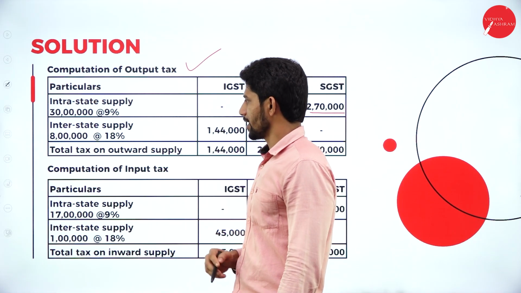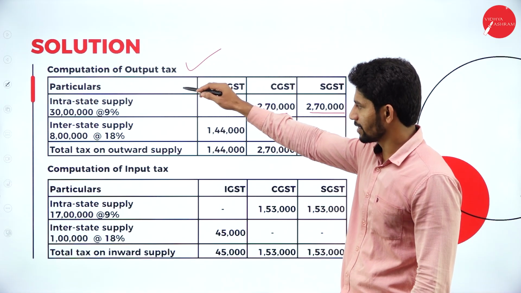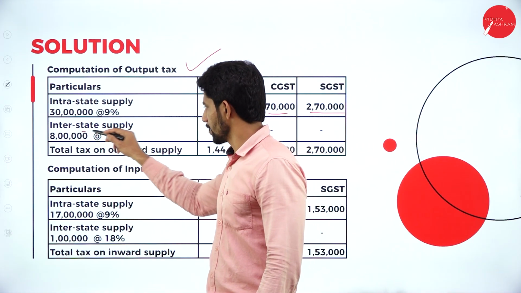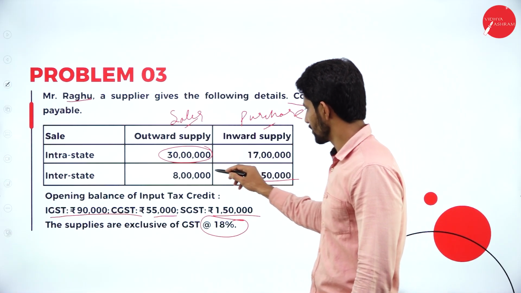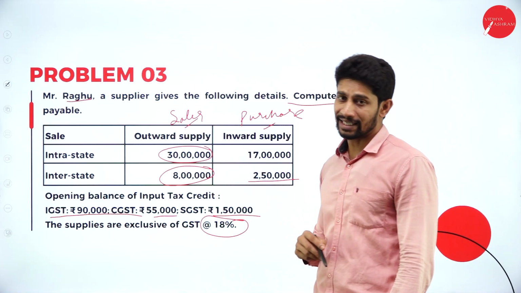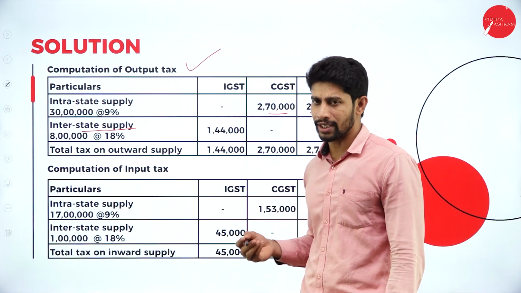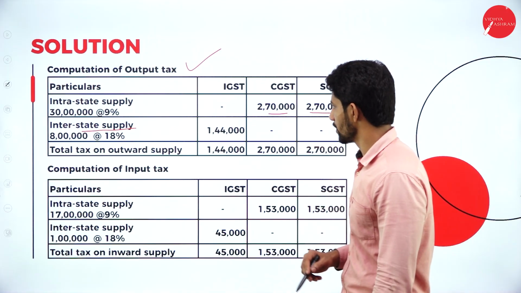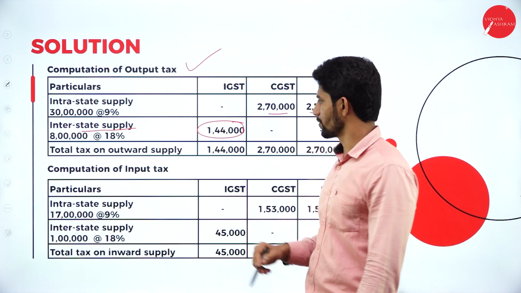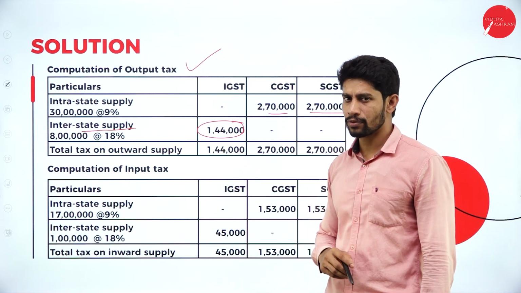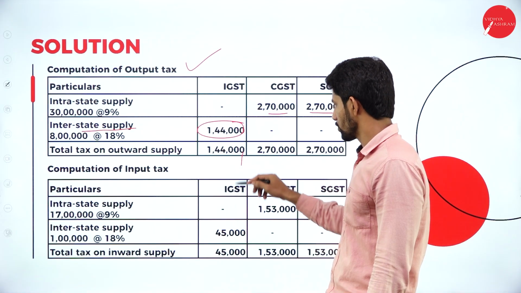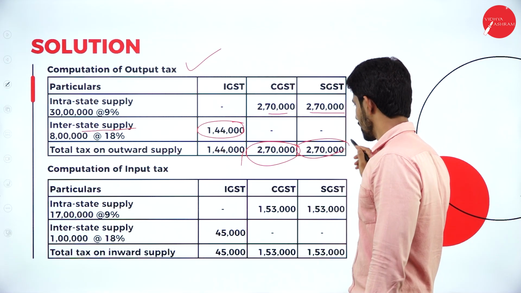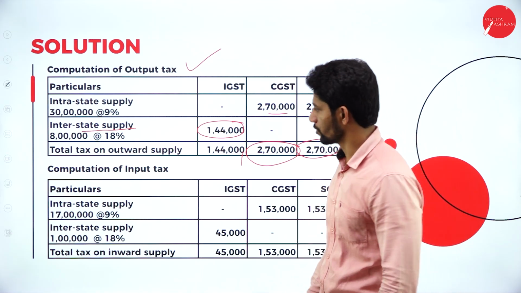First one is intrastate supply. Second one is interstate supply. So interstate supply, what is the value we have? Yes, it is 8 lakh rupees. That means between two states, we sold goods worth rupees 8 lakh. So into 18%, how much you will get? 1,44,000. So now what is the total tax you are supposed to pay? Under IGST, you are supposed to pay 1,44,000. Under CGST, 2,70,000. Under SGST, 2,70,000 you are supposed to pay.